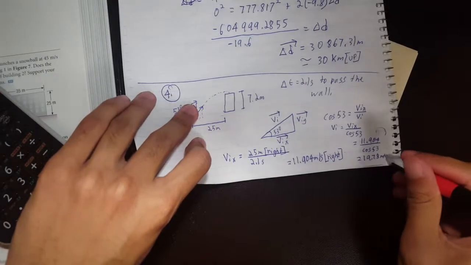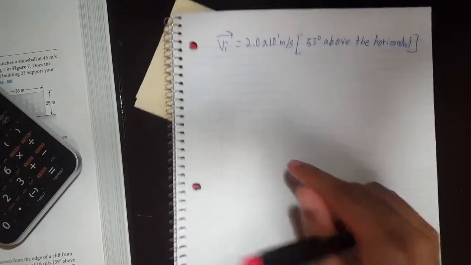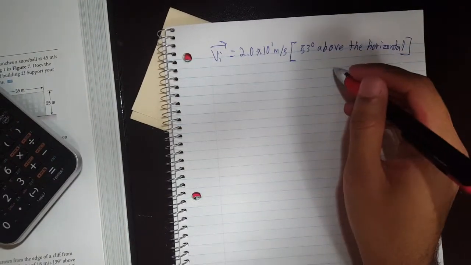This is meters per second, by the way, because it's velocity. So I just basically rounded this to 20 meters per second. So yeah, that's how you find part A.